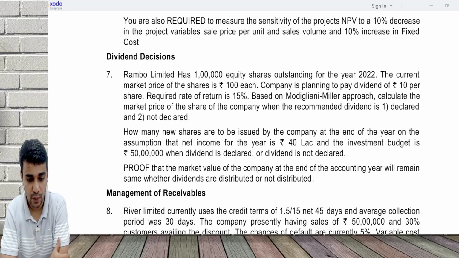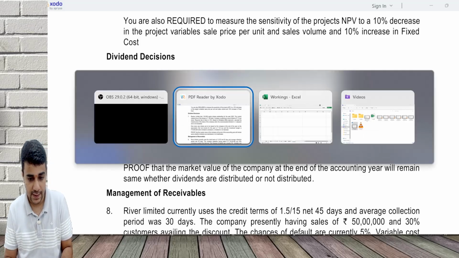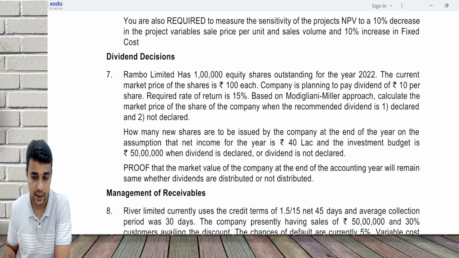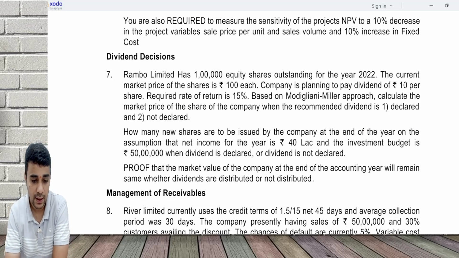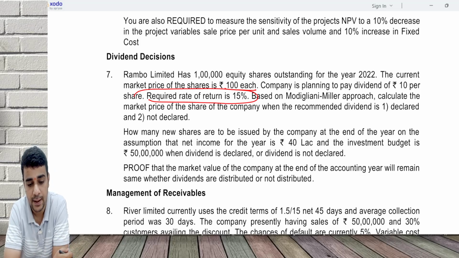Okay, let's now move to question 7, which is on dividend decision, a fairly simple question, a general normal set of question in this area. Rambo Limited has 1 lakh equity shares outstanding for the year 2022. Current price is 100 each. Company is planning to pay a dividend of 10. Required rate of return, which is cost of equity. Based on MM approach, calculate the market price of share of the company when the dividend is declared, not declared.